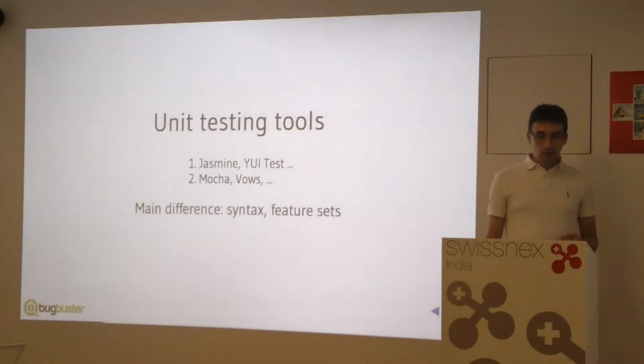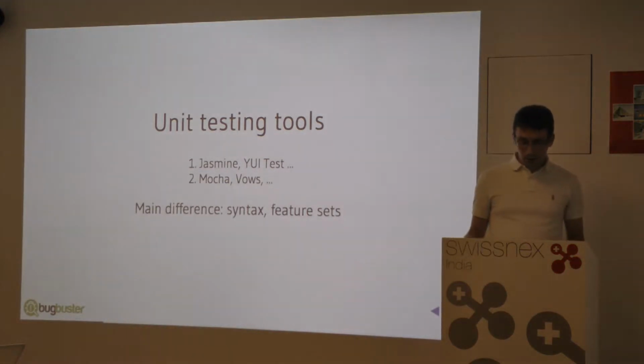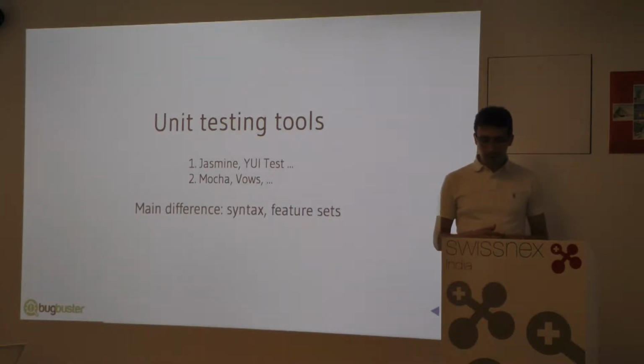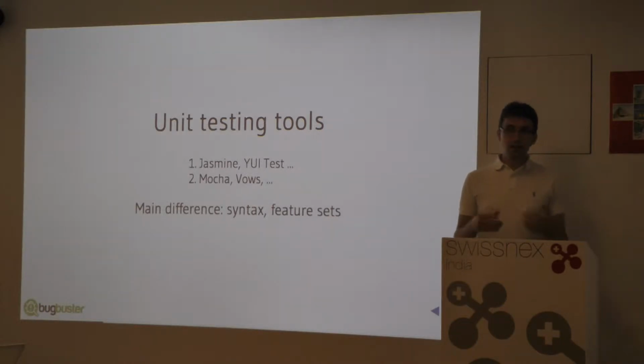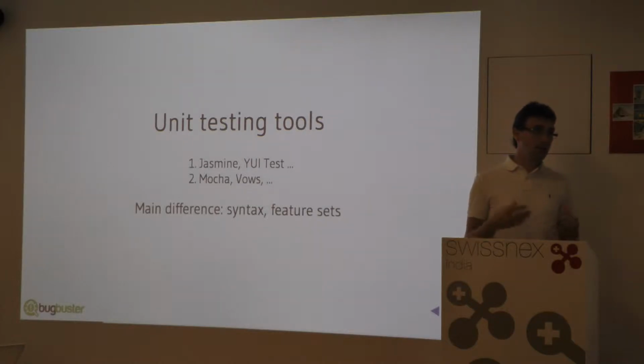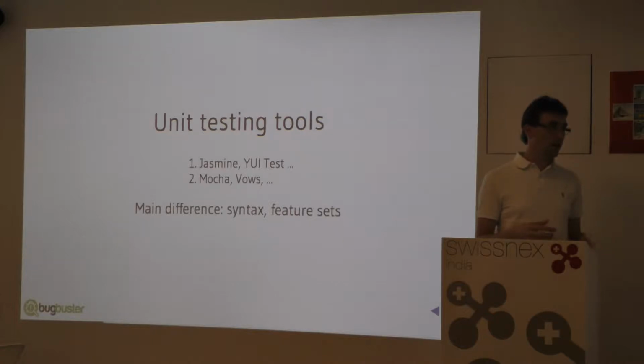In terms of tools, there are basically a million of them. For JavaScript, there's Jasmine, YUI Test, Mocha, Browse, and many others. They all do basically the same thing. They give you a syntax and a set of routines that you can use so that you can code your unit and verify the expectations.